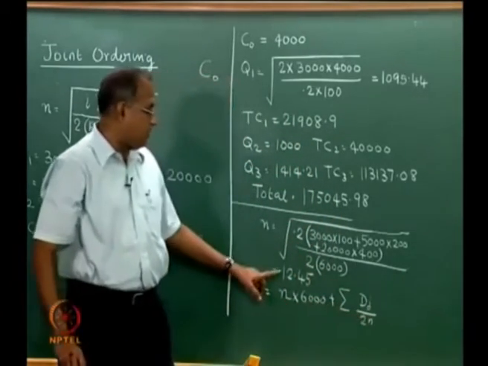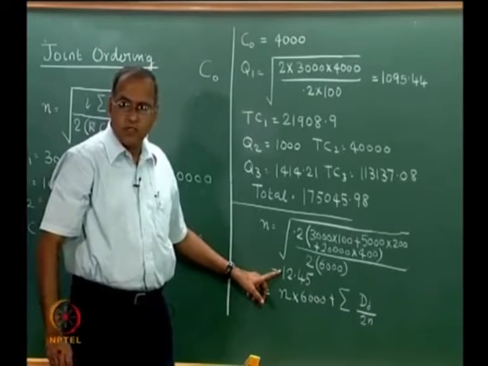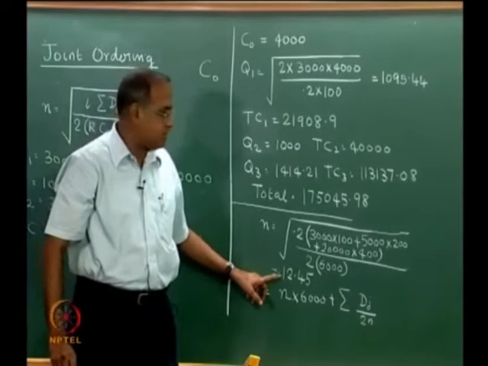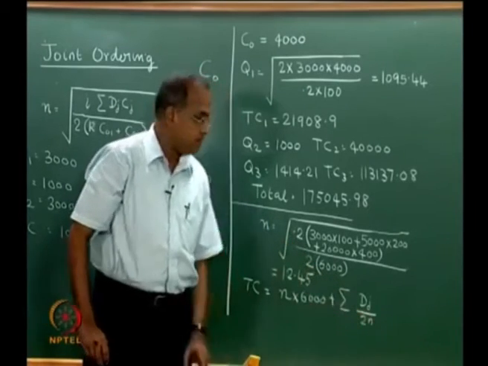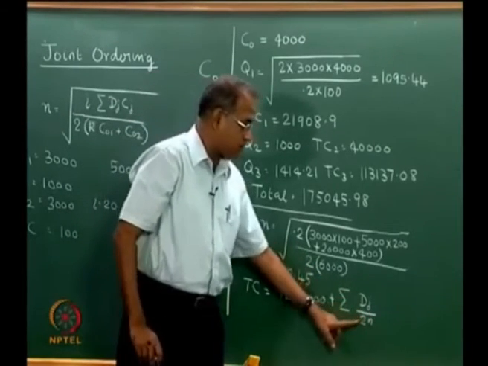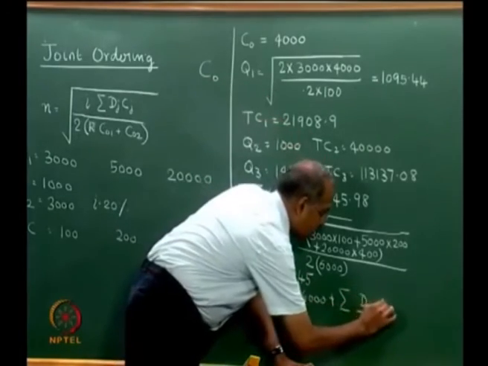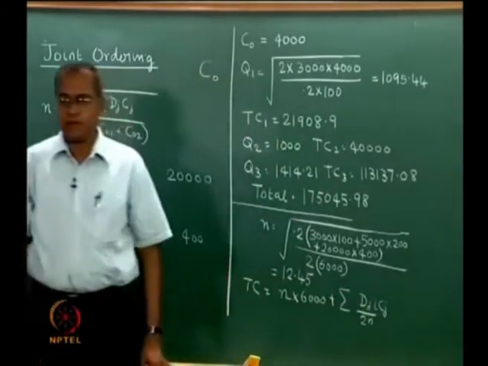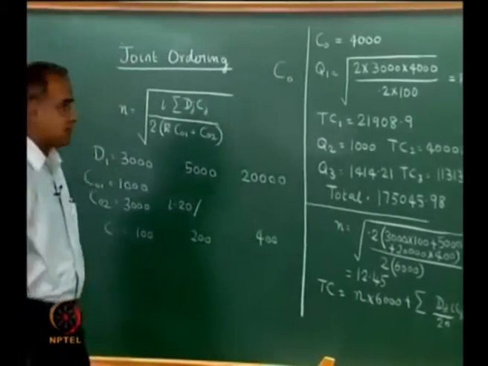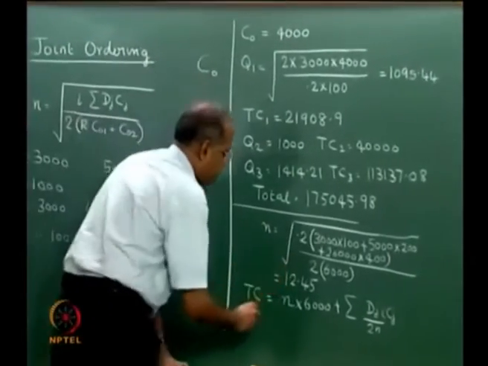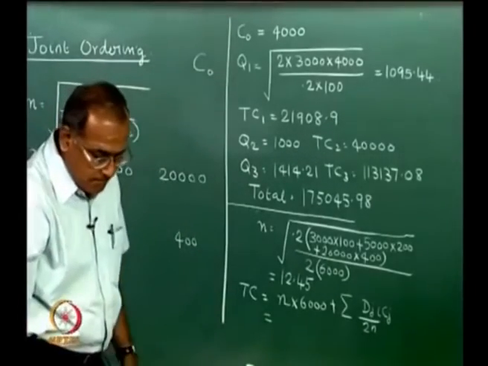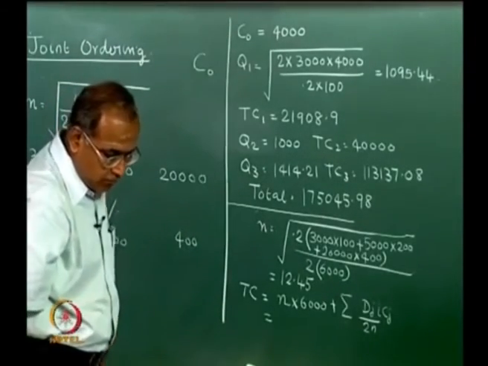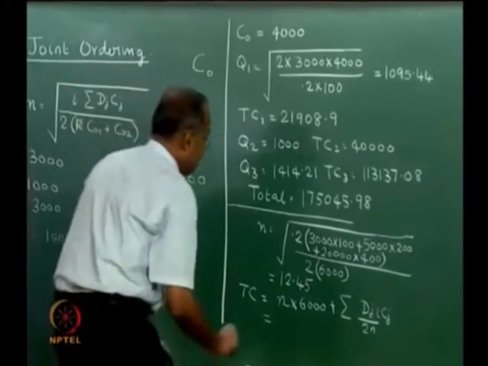We have 12.45 orders. So, the order quantity for each item is the annual demand divided by 12.45. So, Dj by n into q into I Cj, which is the inventory carrying cost. So, this for n equal to 12.45 now becomes 149398.8.